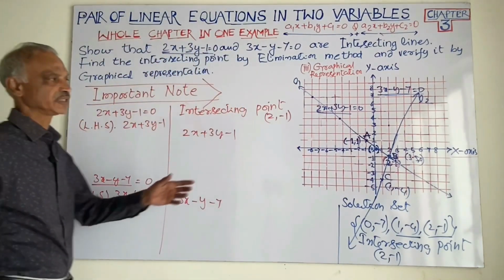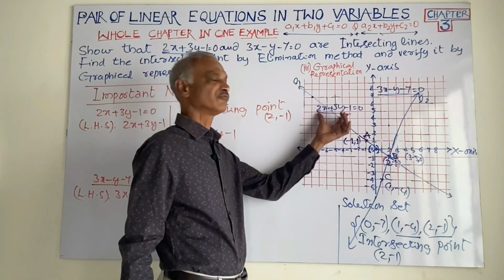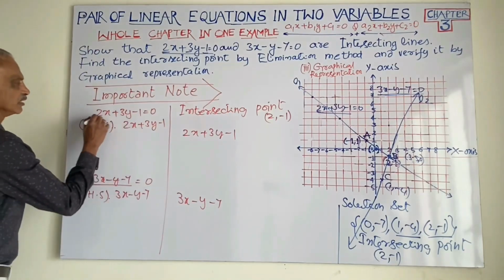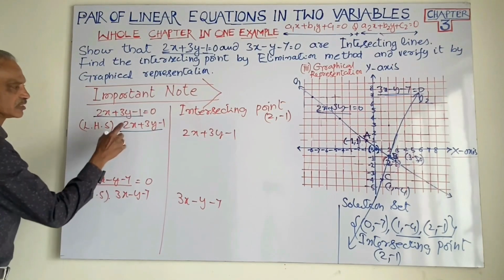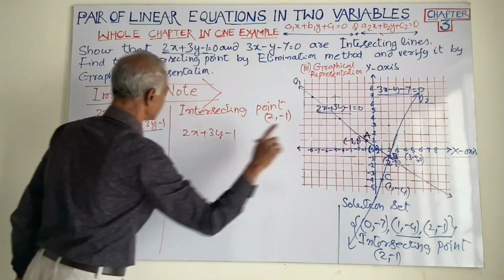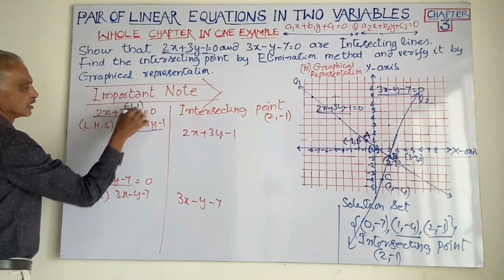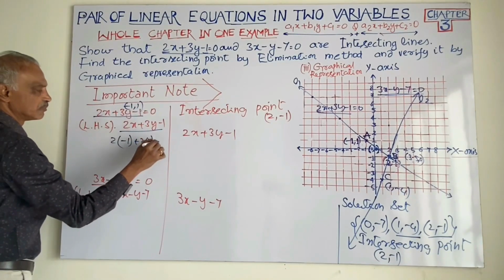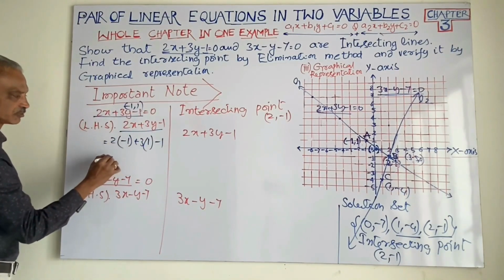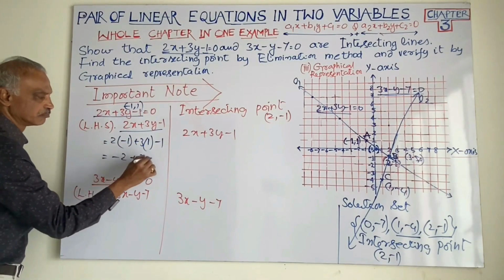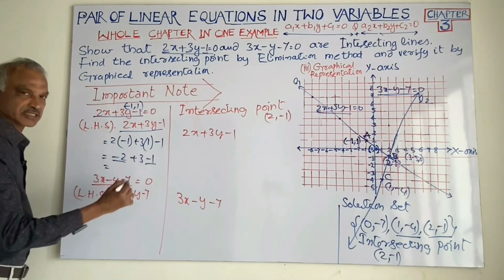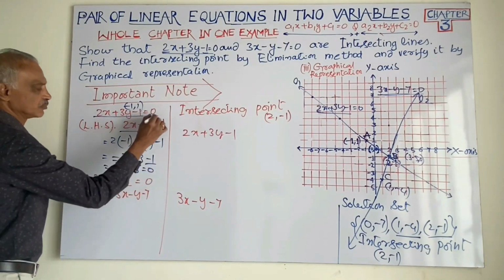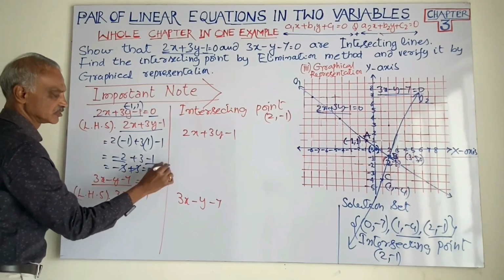See, I am substituting -1 and 1 in place of x and y in this equation. You will get 0. I am taking LHS here: 2 into x, substituting -1, plus 3 into the value of y, which is 1. 2 into -1 is -2, plus 3 into 1 is 3. You are getting -2 plus 3, which is 1, minus 1, giving 0, as we got RHS as 0.